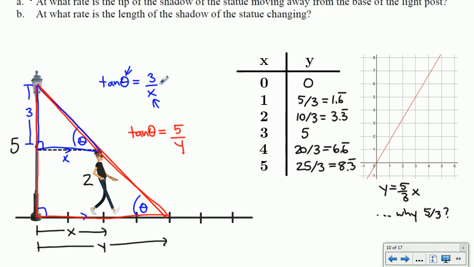So what we can do next is actually merge these equations. They both equal tan theta, so by the transitive property 3 over x equals 5 over y.